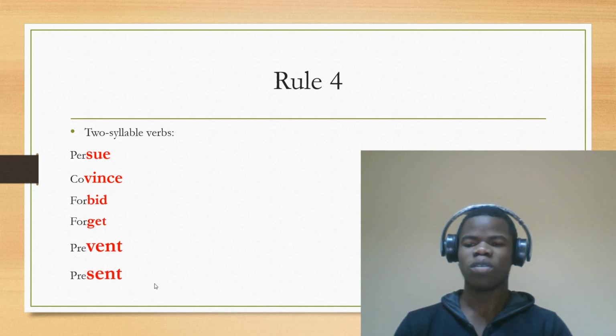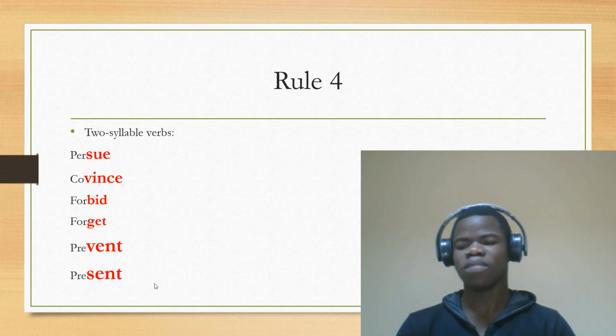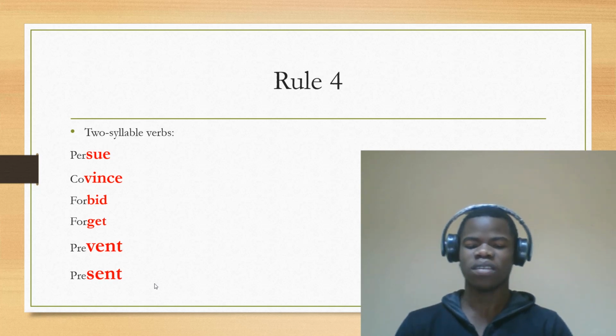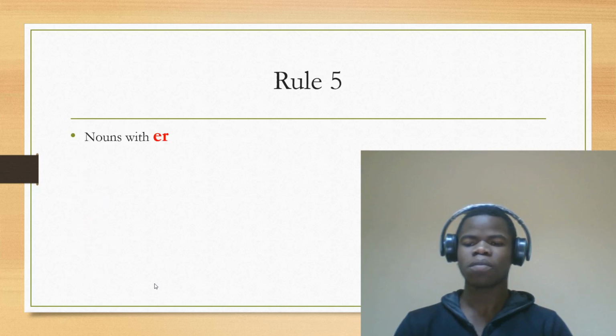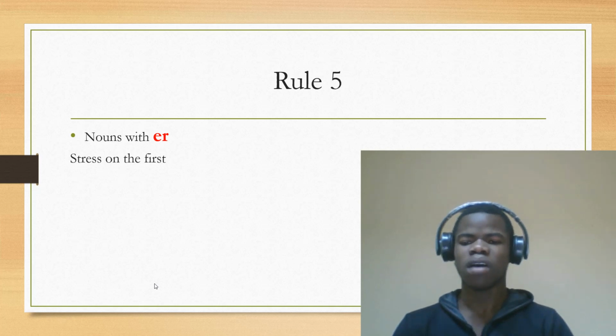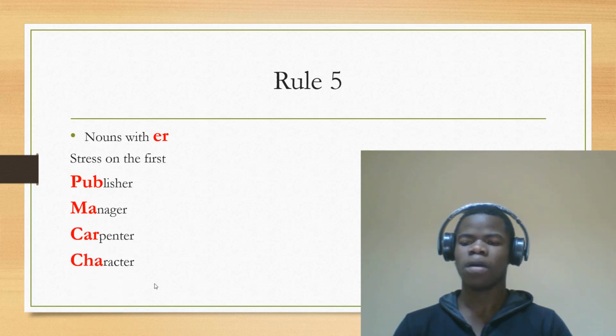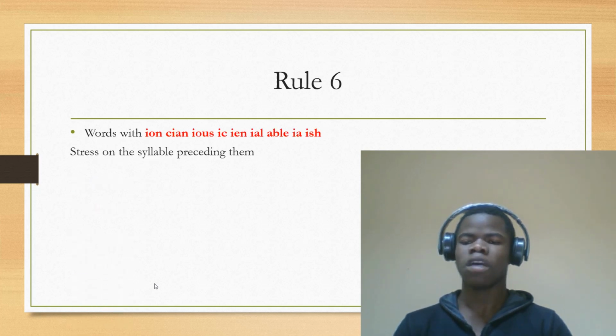present, and so on. So it's forbidden to say present because it is a verb. If you say present, it becomes something else. Present, so this is the verb. Rule number five, when you have a noun in English ending with er, normally the stress is on the first syllable, such as publisher, manager, carpenter, character, and so on.